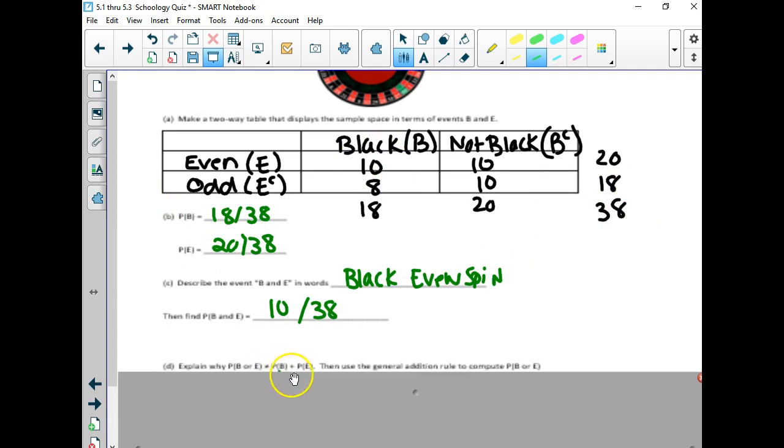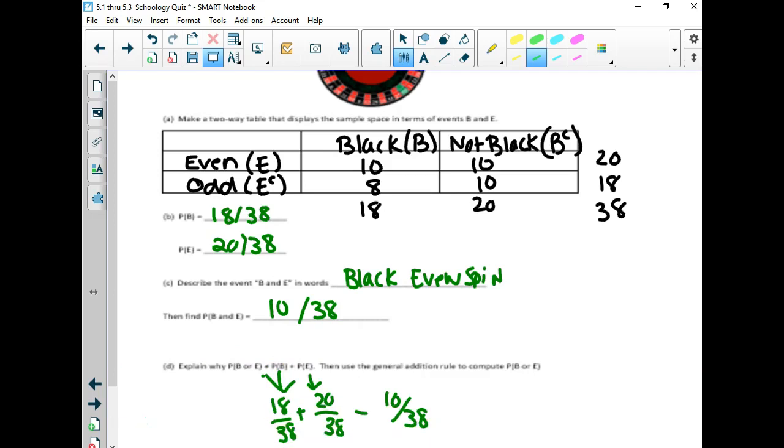Explain why you cannot just add the probability of a black and the probability of an even card to figure out one or the other. Well, I'm going to use 18 out of 38. That's the probability of a black slot. I'm then going to add that up with the evens, 20 out of 38. But what happened? I double counted this one right here. So I have to subtract the both.